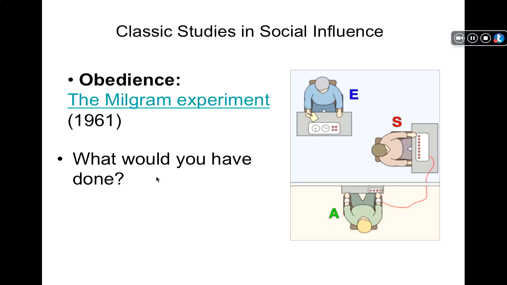Then the last study I want to mention here is the classic obedience studies by Stanley Milgram. And a little backstory on the Milgram experiments. Milgram was a young social psychologist at Yale back in the 60s, and at this time there was a huge media event going on, and that was the trial of Adolf Eichmann, who was the architect of Hitler's final solution.